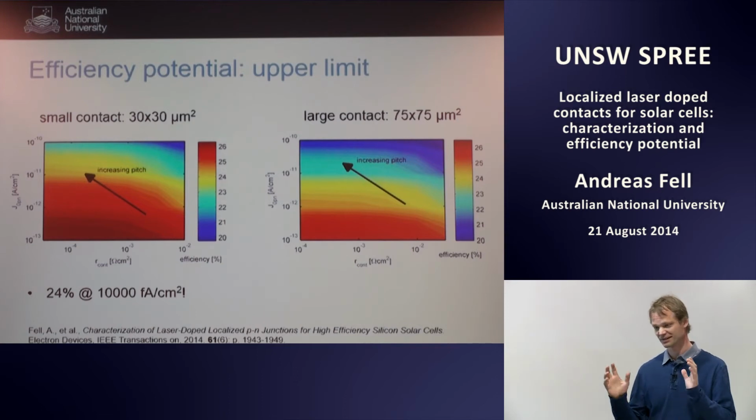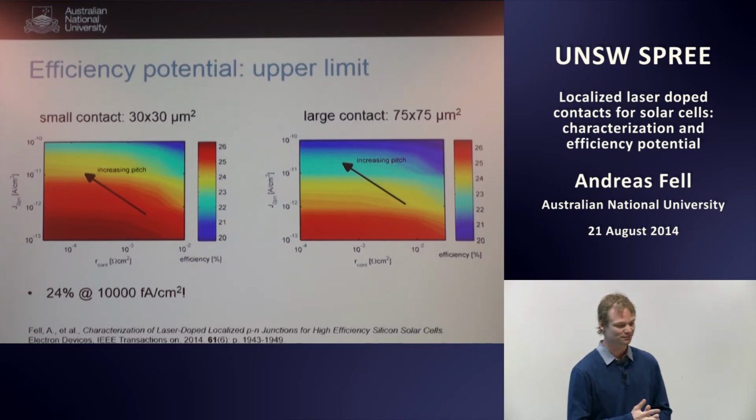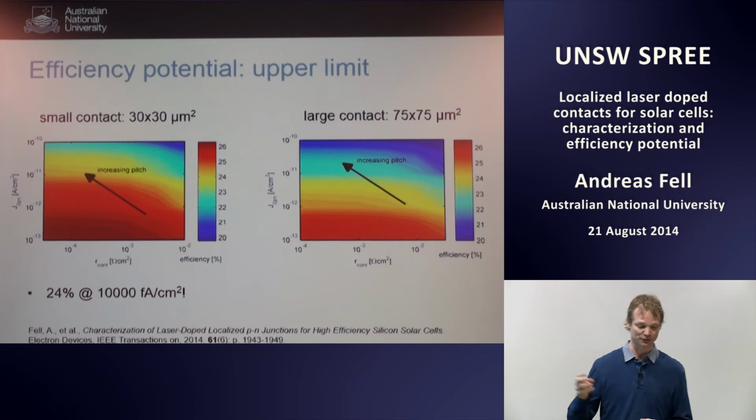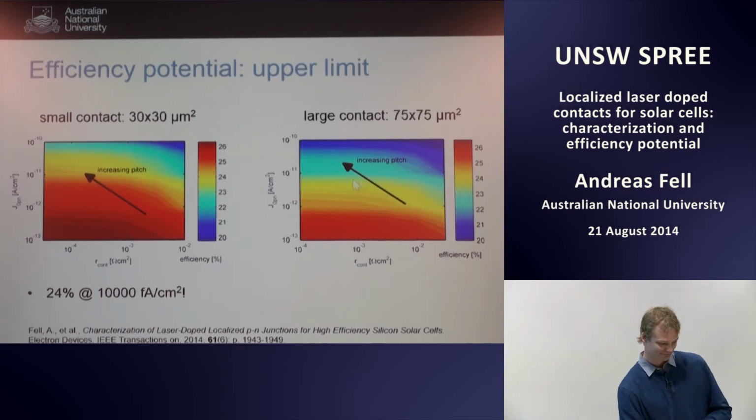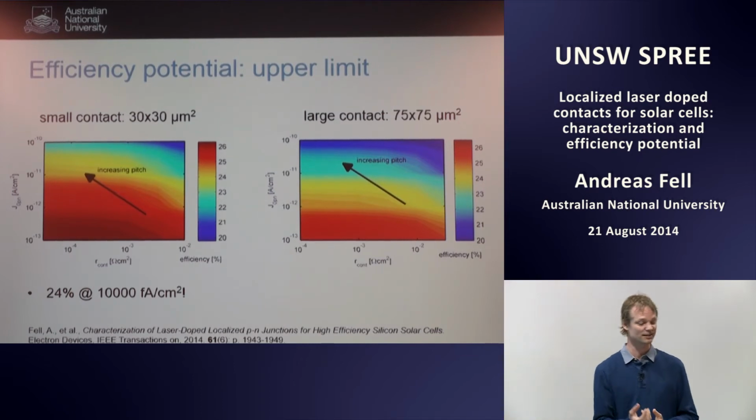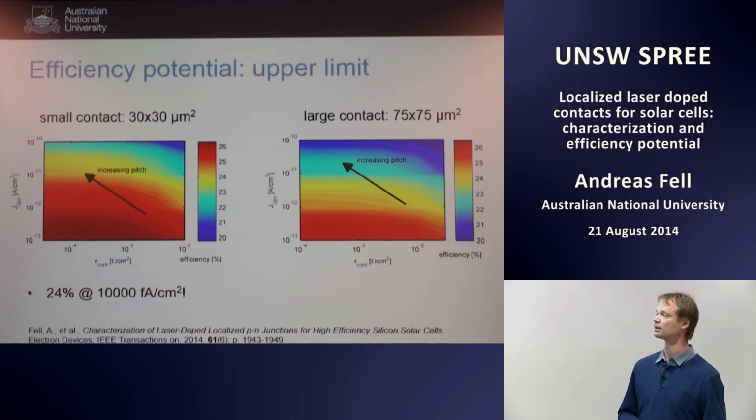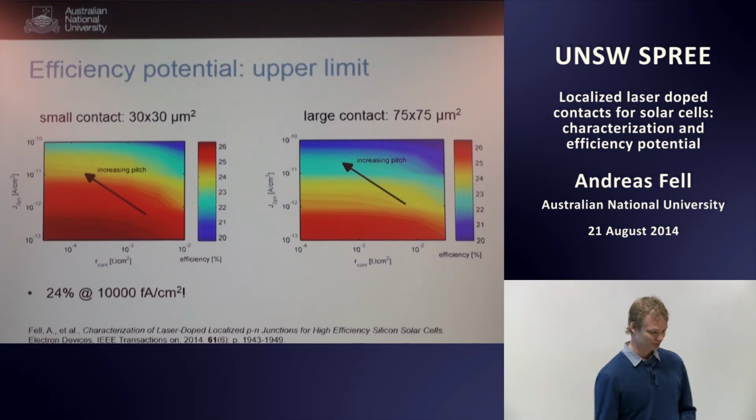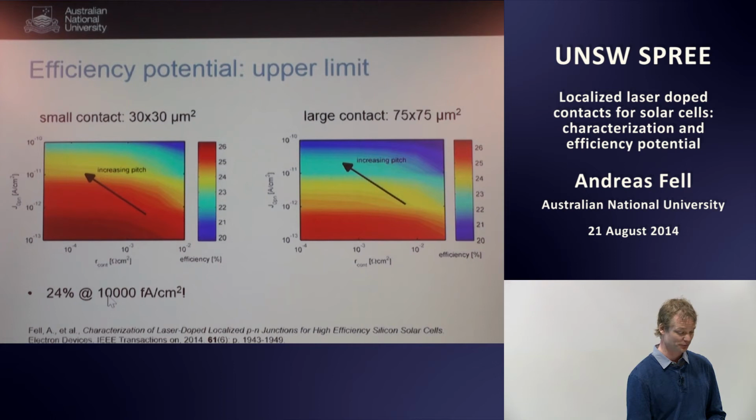Right. And you see that a smaller contact is better, which makes a bit of sense if you consider all the crowding effects. Then it turns out the area fraction is actually similar for both kinds of optimum conditions, but the smaller size is better, because then also the pitch is smaller and you lose less to surface recombination and bulk recombination. So the basic message here is 24% is feasible with 10,000 femtoamps.